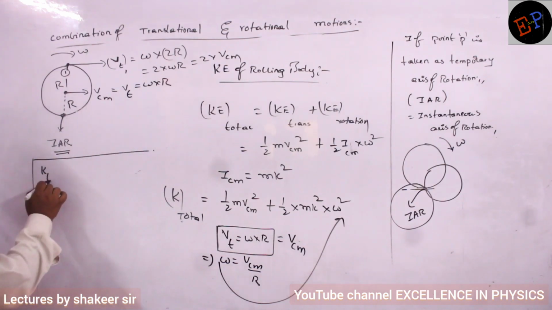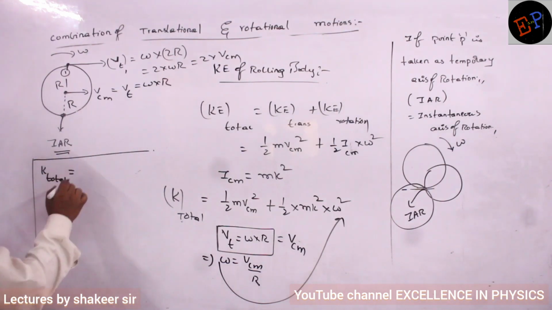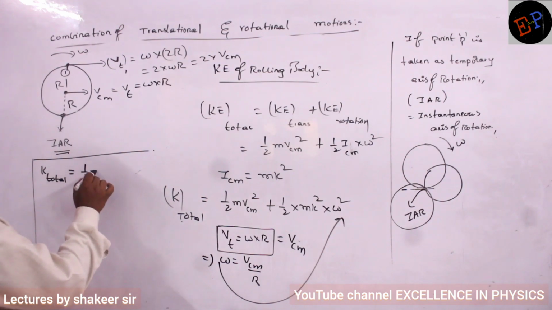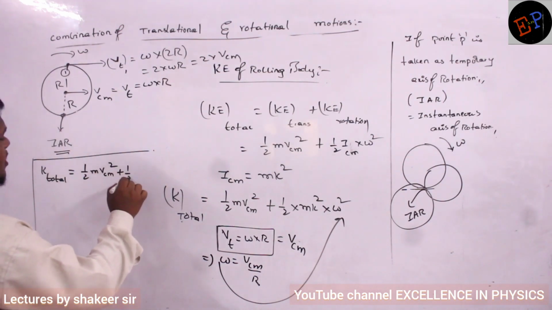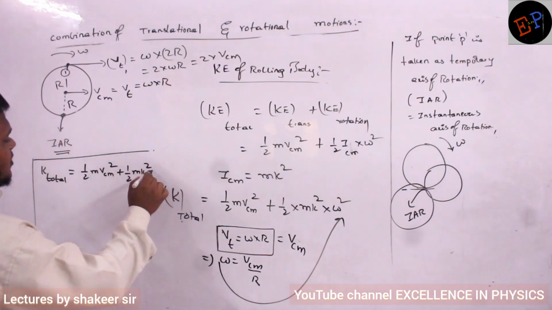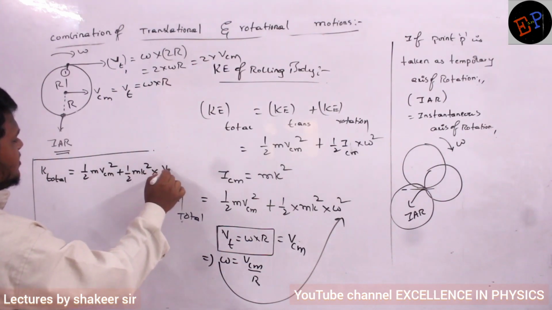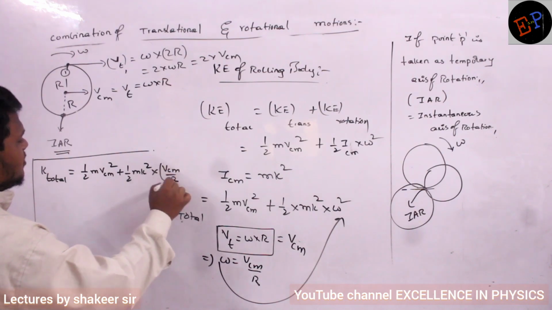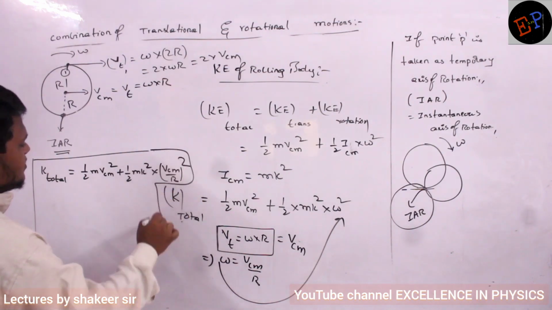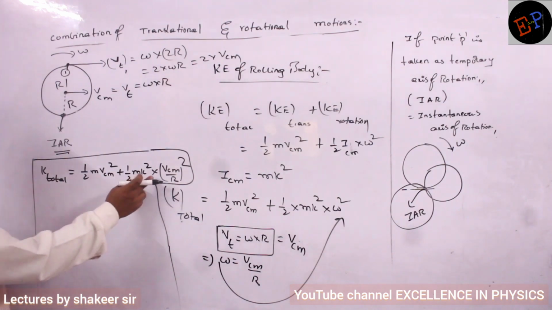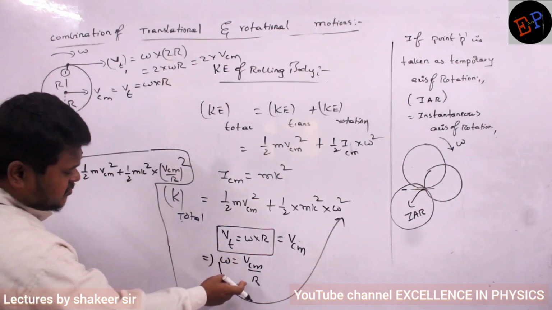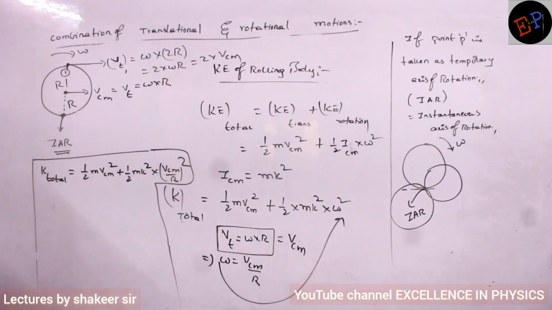So total kinetic energy is equal to half m V center of mass square plus half m k square multiplied by V center of mass divided by r whole square. I can write it like this. Are you able to understand? Just instead of omega, I have written V center of mass divided by r.